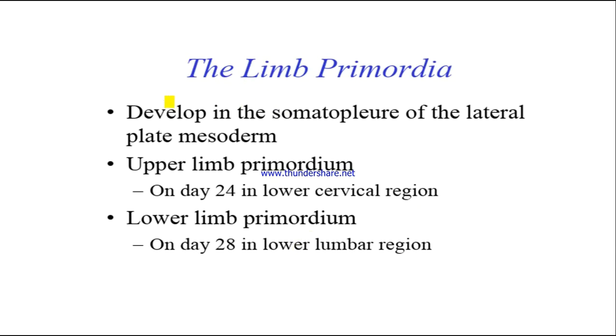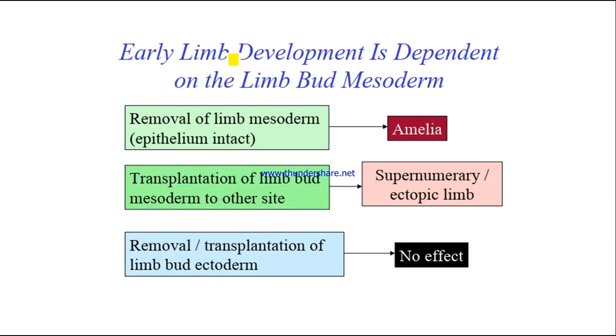So let's talk about the limb primordia. Developing in the somatopleure of the lateral plate mesoderm, we've got the upper limb primordium on day 24 in the lower cervical region, and then the lower limb primordium on day 28 in the lower lumbar region. So in the upper region we have this budding forming earlier, on the 24th day, as opposed to the lower limb budding, which occurs on the 28th day.